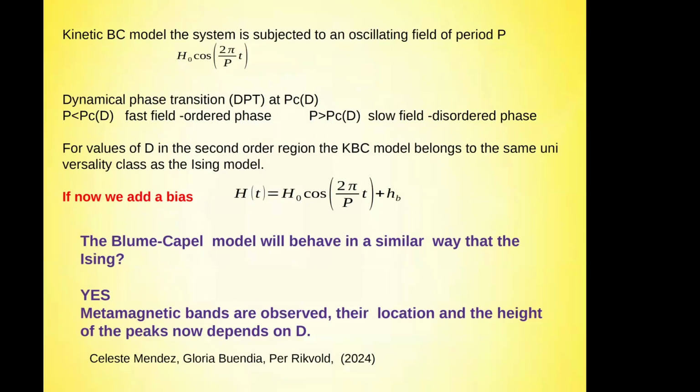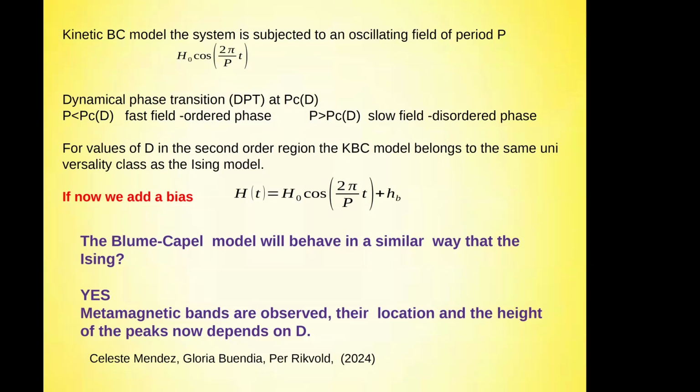Again, we know that the kinetic Blume-Capel model, when you subject the system to an oscillating field of period P, behaves very similar to the Ising model. It has a dynamical phase transition at a certain period. If the field is very fast, you have an ordered phase. If the field is slow, you have a disordered phase. The only difference, of course, is that now the critical period will depend on D. And it is well known that this kind of kinetic Blume-Capel model is in the same universality class as the Ising model.